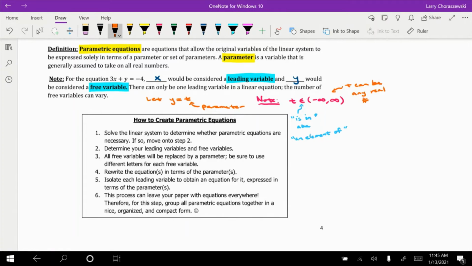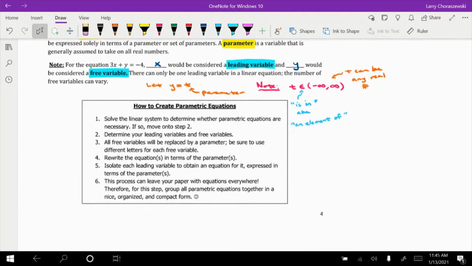And since t can be any real number, and we write the variables in terms of the parameter t, as we'll see on the next page with the difference system, that would generate infinitely many solutions. The infinitely many solutions in this context come from the fact that t can be infinitely many numbers. So how do you create parametric equations in general? That's what I'd like to address next.